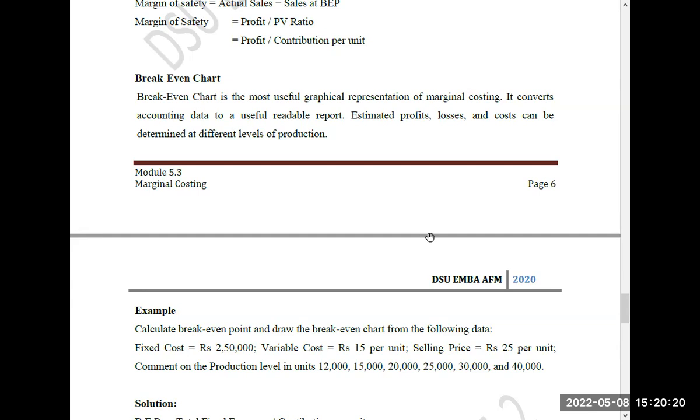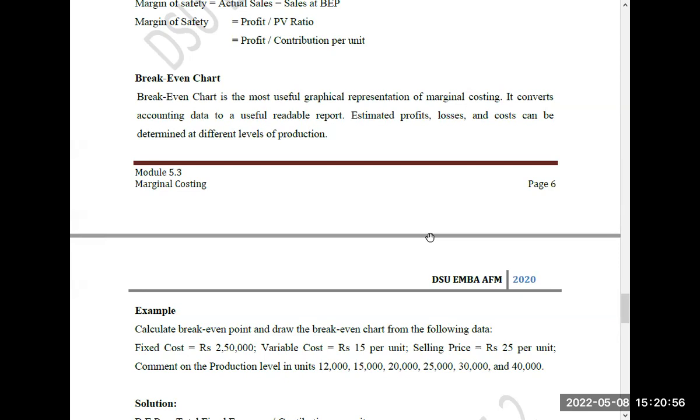Don't worry about the remaining thing; we'll discuss that later. With these three data, fixed cost in total, variable cost per unit and selling price per unit, we are asked to calculate break-even point. Please all of you write down the formula for break-even point. Break-even point is equal to total fixed cost divided by contribution per unit. Write down that equation first.